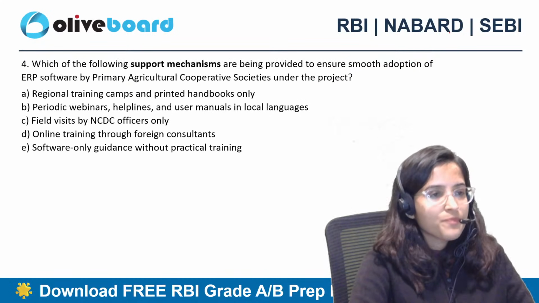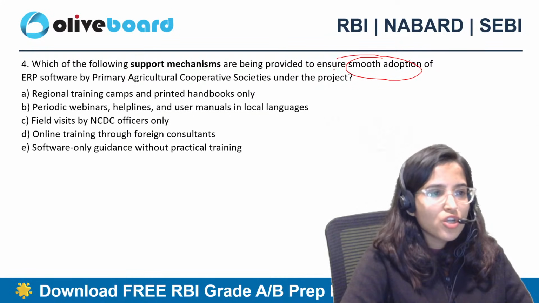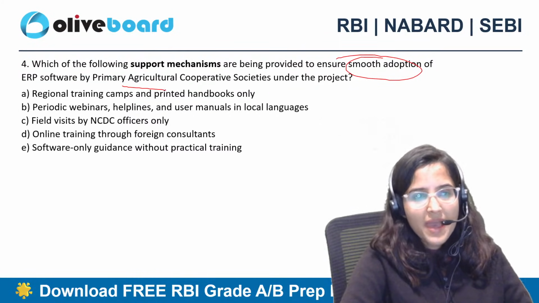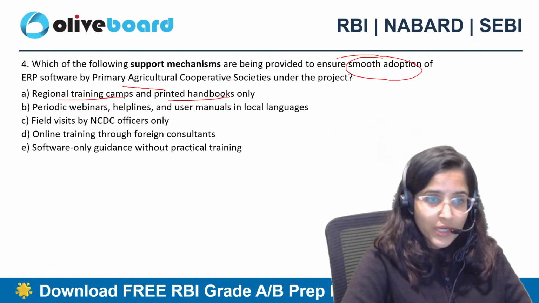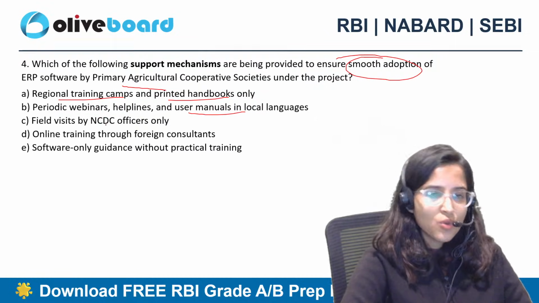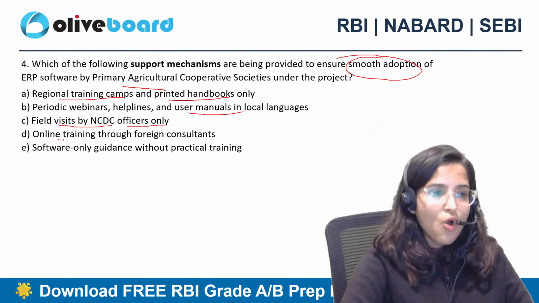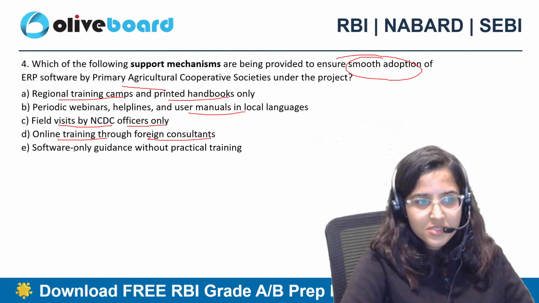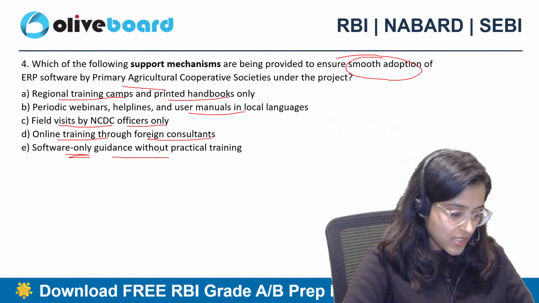ठीक है, very good. Which of the following support mechanisms are being provided to ensure smooth adoption of ERP software by PACS under this project? A. Regional training camps and printed handbooks only. B. Periodic webinars, helplines, and user manuals in local languages. C. Field visits by NCDC officers only. D. Online training through foreign consultants. E. Software only guidance without practical training. What is the answer?